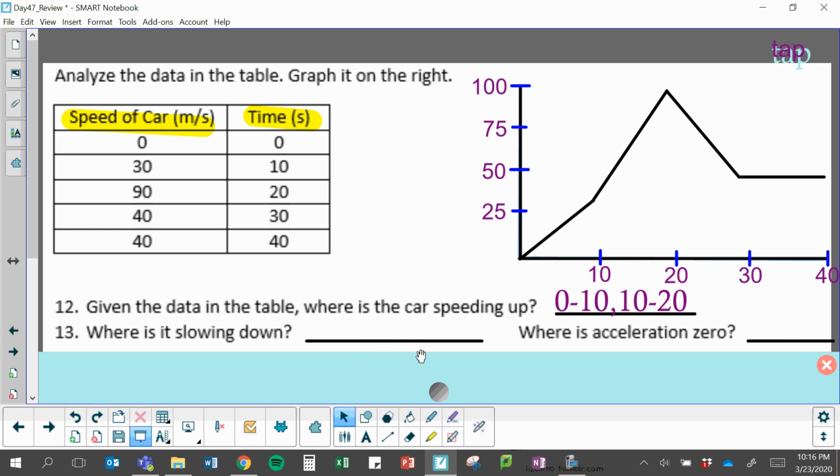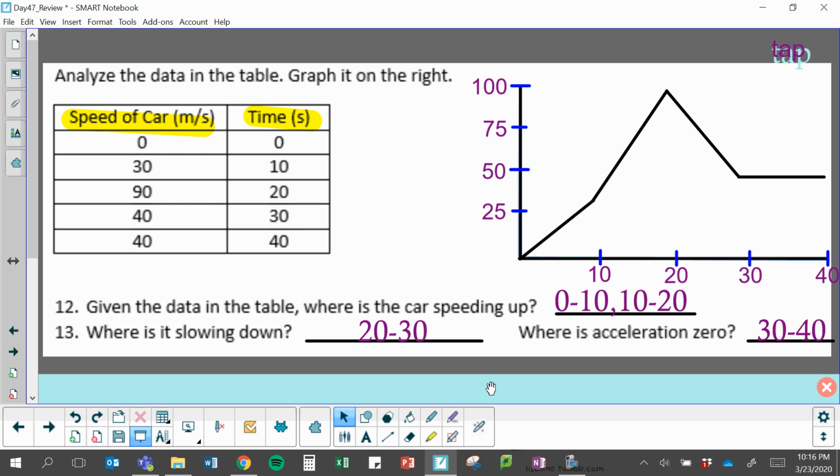Where is it slowing down? Slowing down is when we have a negative acceleration, so our slope is going to be negative. That's only happening from 20 to 30 seconds. And then where is acceleration 0? This is happening here. We're still moving, we're just not getting faster or slower. It's going 40 meters per second, still 40 meters per second.